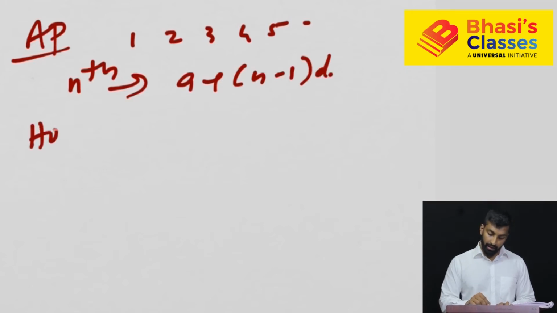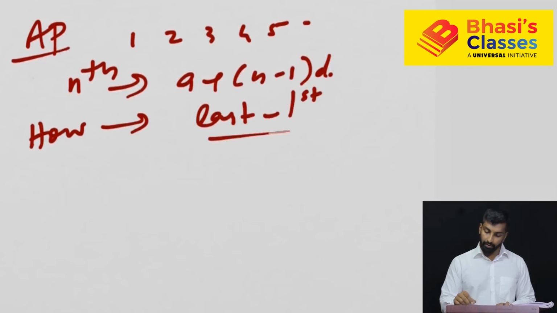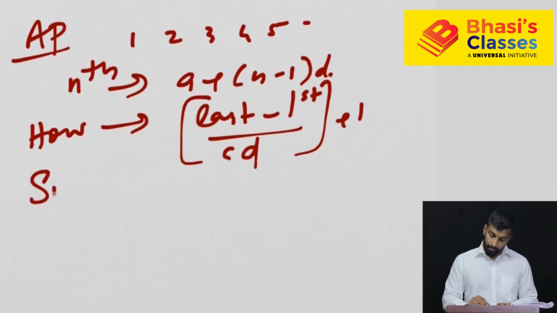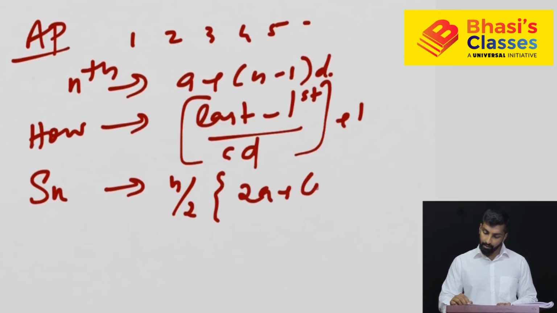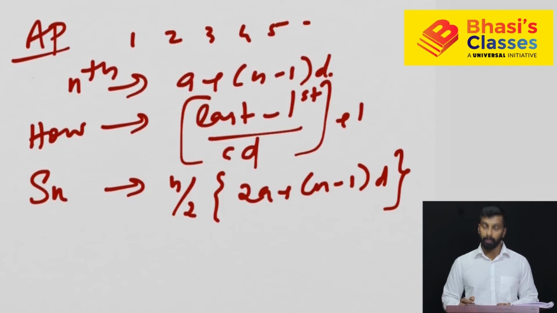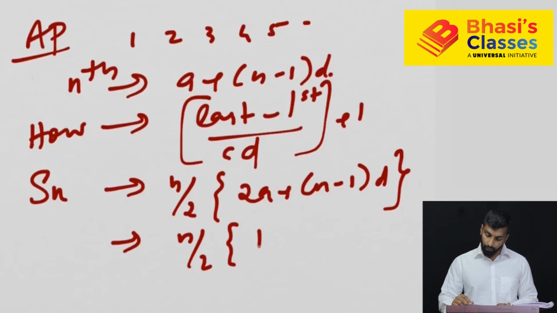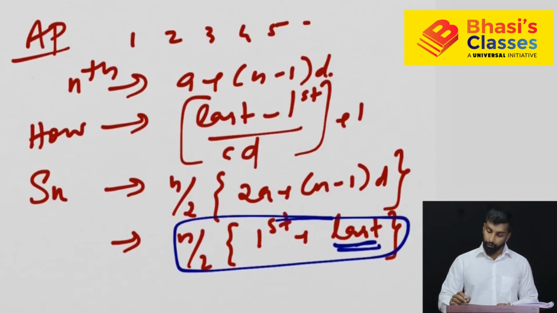So how many terms are there, if you need to find? You need to know the last term minus first term divided by the common difference, and plus 1. Then the sum of n terms means n/2 into (2a + (n - 1)d). Or you have an alternative: if you know the first and last term, n/2 into (first term + last term). So if you know the last term, this is applicable. If you don't know the last term, but you know the first term, the common difference and the number of terms, this is applicable.